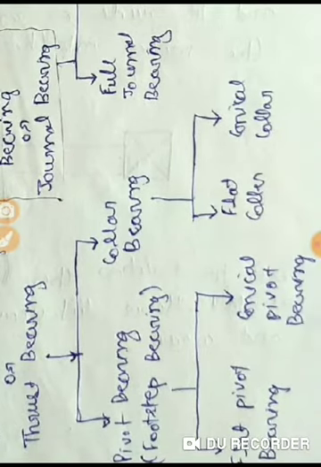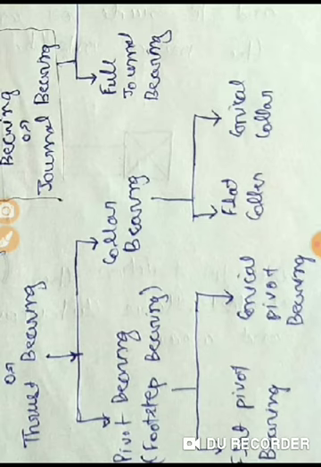Pivot bearing and collar bearing are further classified into two parts. Pivot bearings are classified into the flat pivot bearing and the conical pivot bearing, and collar bearings are classified into two types: flat collar bearing and conical collar bearing.